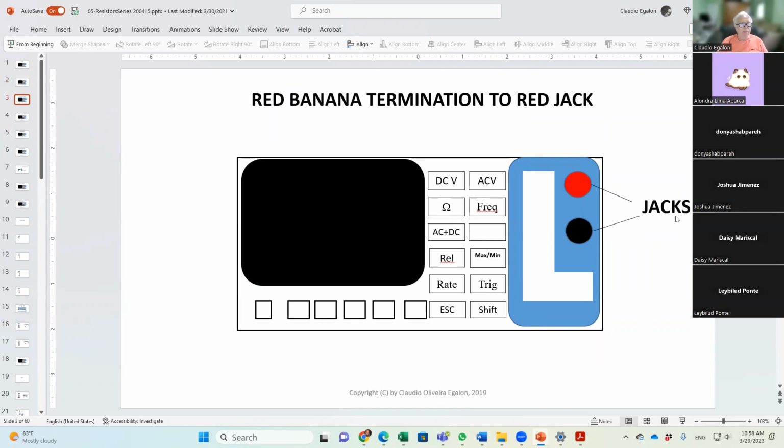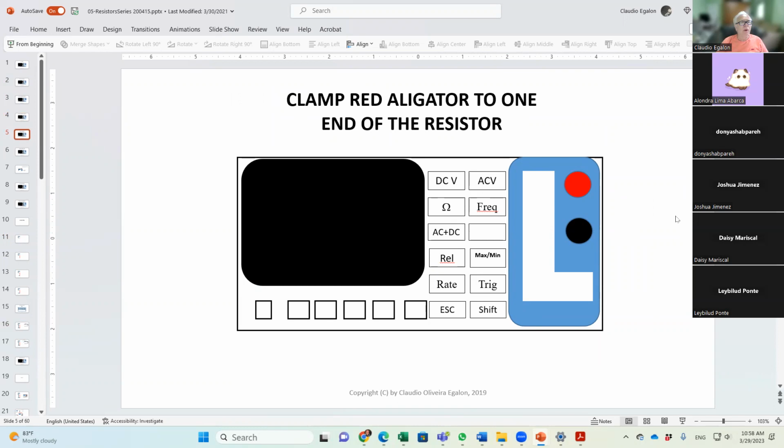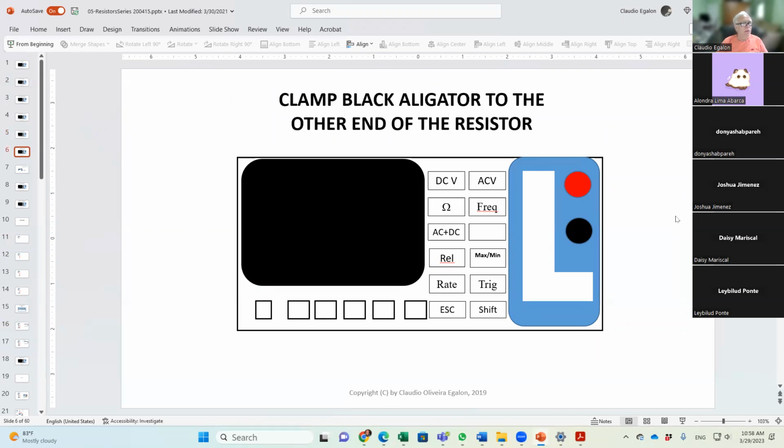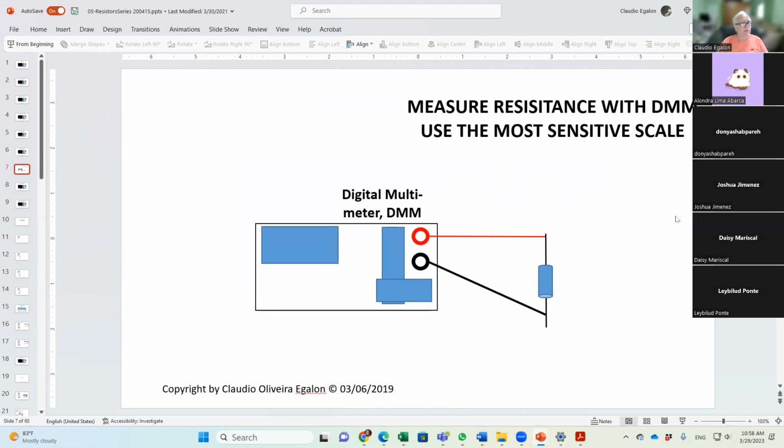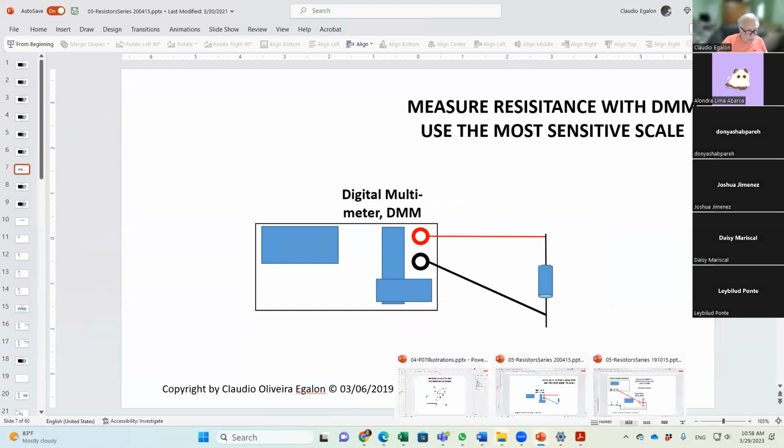We have the jacks here: black banana termination to the black jack, and clamp the red alligator to one end of the resistor. You connect the resistor in series with the multimeter to measure its resistance, to the other end. It looks something like that. That's a simplified drawing of this multimeter. Then you do that with resistor number 1 and repeat it with resistor number 2.